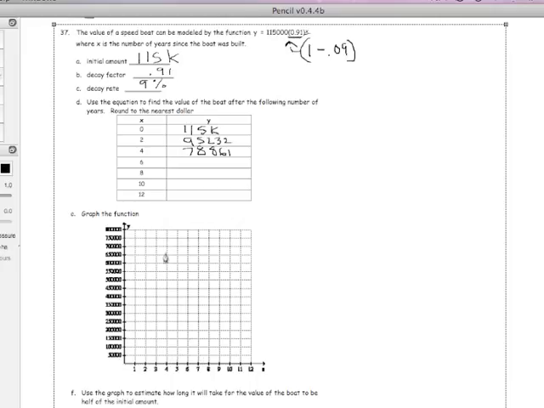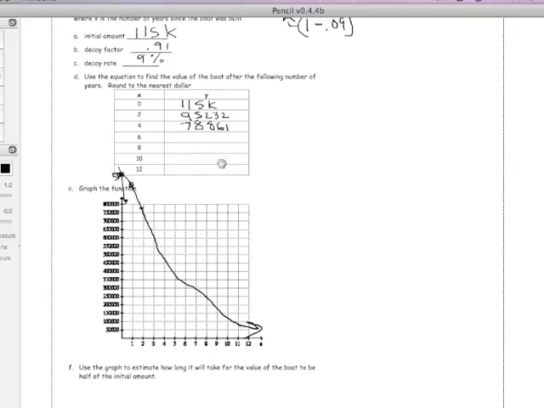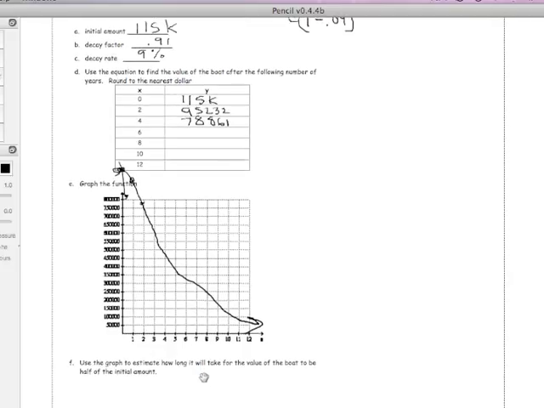So we start out here at 115K, and it's not on the graph, so we go up here and time equals 0 here, and it went down to 95, maybe that'd be here, then 78, which is about here, so the function would look like this. Use the graph to estimate how long it'll take for the value to be half. Yeah, well, my graph is terrible. You're going to have to make your own graph. But I'm guessing you're going to be able to see it after you do a couple iterations.